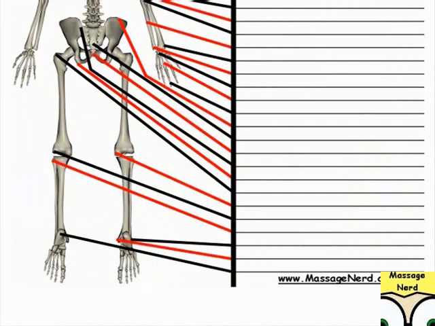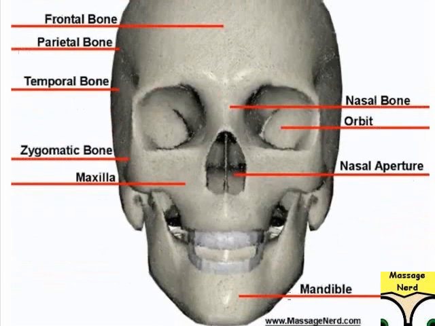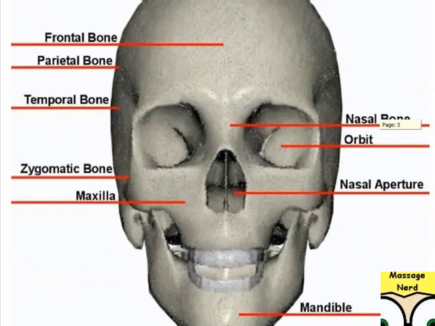Skull anterior bony landmarks. Frontal, parietal, temporal, nasal, orbit, nasal aperture, zygomatic bone, maxilla, and finally mandible. I'll give you some time. You can look this over, and then you can practice yourself.